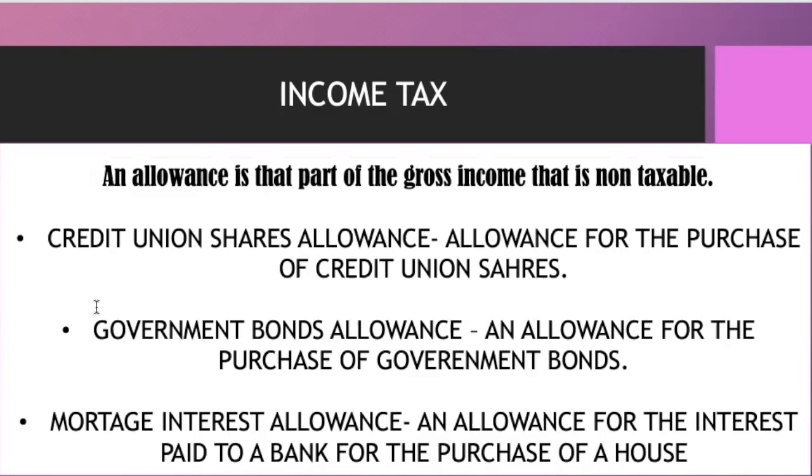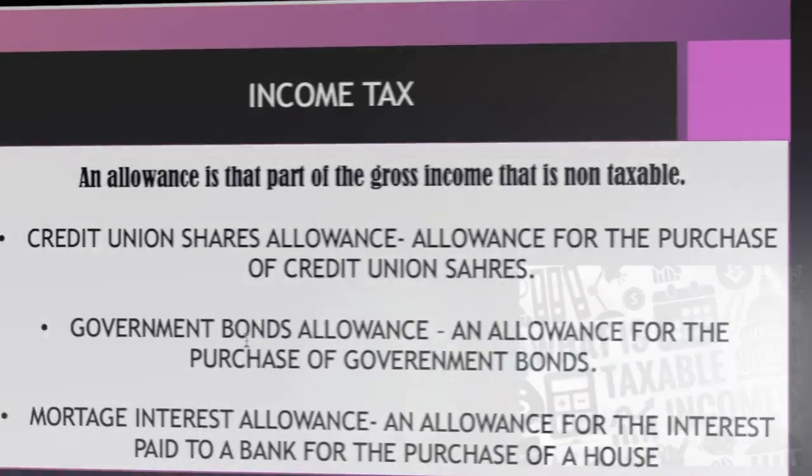Now, we have the government bond allowance, an allowance for the purchase of government bonds. What do we call government bonds? A government bond is a form of security sold by the government. It is called a fixed income security because it earns a fixed amount of interest every year for the duration of the bond. The purpose of the government bond is to raise money to operate the government and to pay down debt. The last one is the mortgage interest allowance, an allowance for the interest paid to a bank for the purchase of a house.